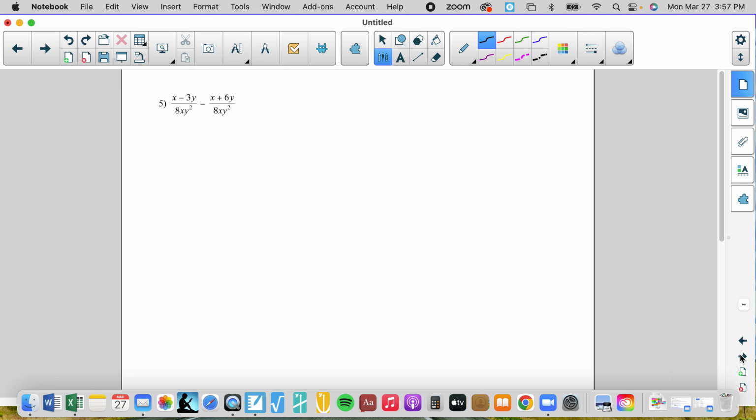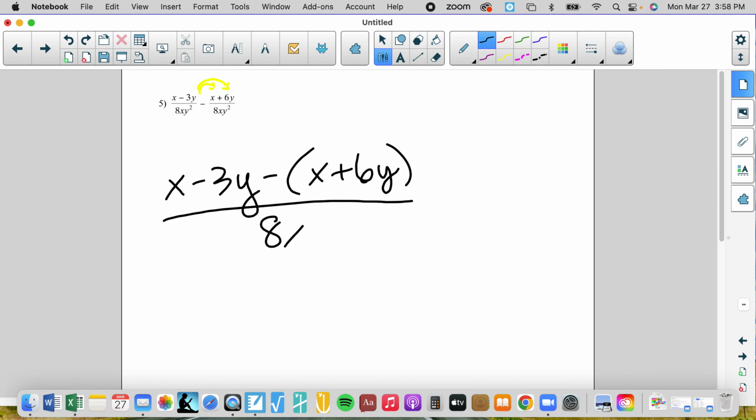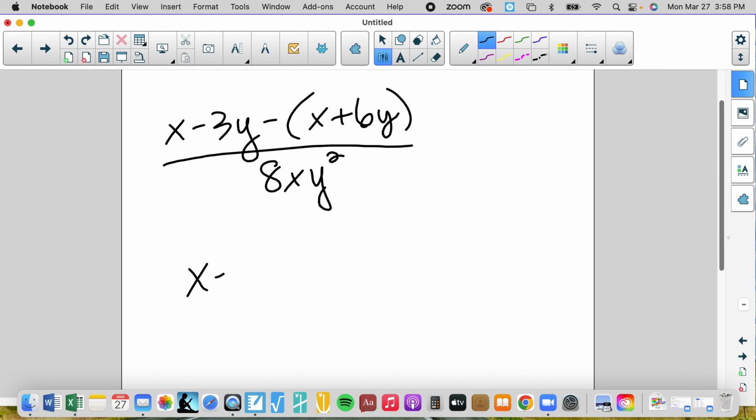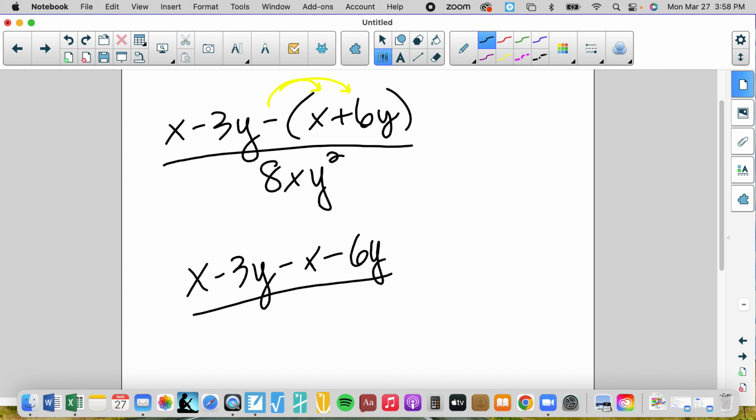Still like denominators. This time we are going to distribute that negative into both of the numerators. x minus 3y minus the quantity x plus 6y. Take the time, write it out. Took me 2 seconds. Now we can show the distribution, which will give me negative x minus 6y all over 8xy squared.